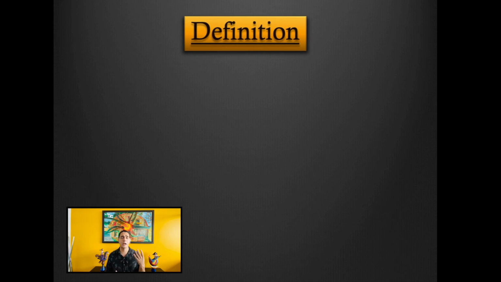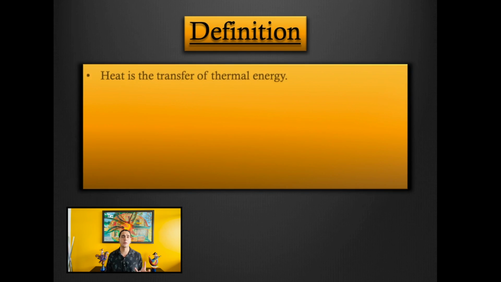We define heat as the flow of thermal energy. When you grab a hot object, you can feel that thermal energy flowing from the object into your hand. Or if you grab a cold object, you can feel that heat leaving your hand. This flow of thermal energy is what gives us the sensation that an object is hot or cold.